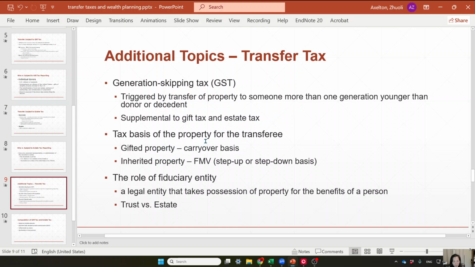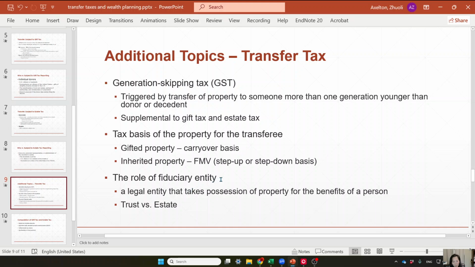So the tax basis of the property for the transferee, generally speaking, for the gifted property is a carryover basis, and for inherited property, generally speaking, is the fair market value, either a step up or step down from the decedent's basis. And for the gifted property, the tax basis for the transferee could be a little bit more complicated than this, depending on whether it's a loss property or gain property. When you read the textbook, you can read a little bit more on this.